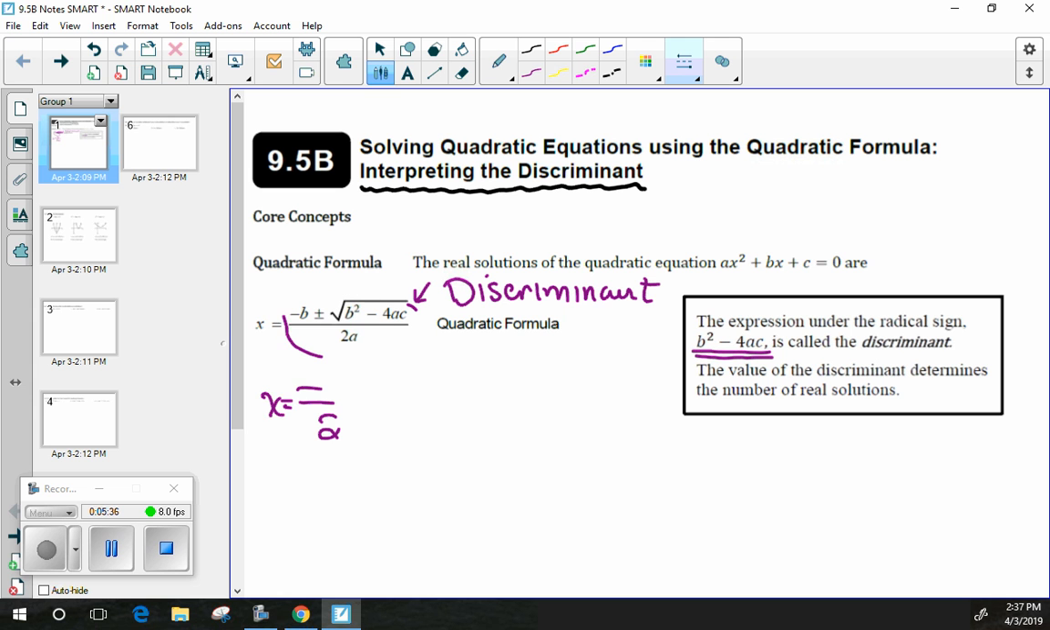So with all that said, if it's equal to 0, then we have exactly one solution. I'll circle that again. And then last but not least, what if that part inside is a negative? Can we take the square root of a negative number? No, it has no real solutions. So if the discriminant on its own results in a negative number, then we know that this has no real solutions. Okay? So that's at the heart of today.